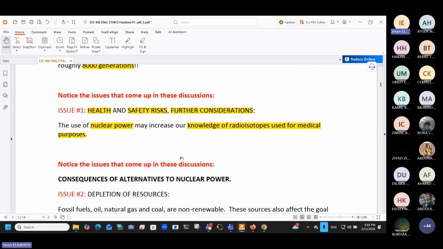Also, you know that we use such kind of radioisotopes for medical purposes, and if we didn't use this nuclear power, maybe we could not have this knowledge about these elements and their use in medical purposes.